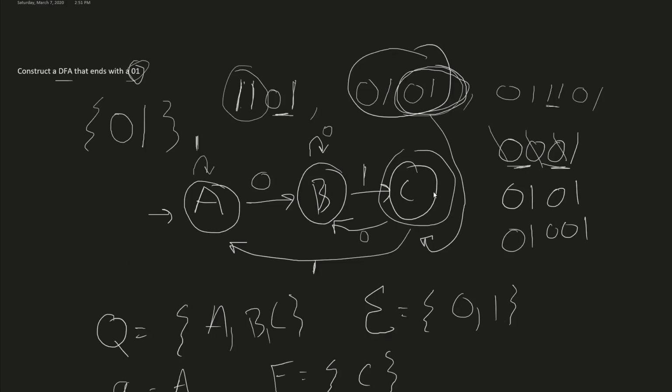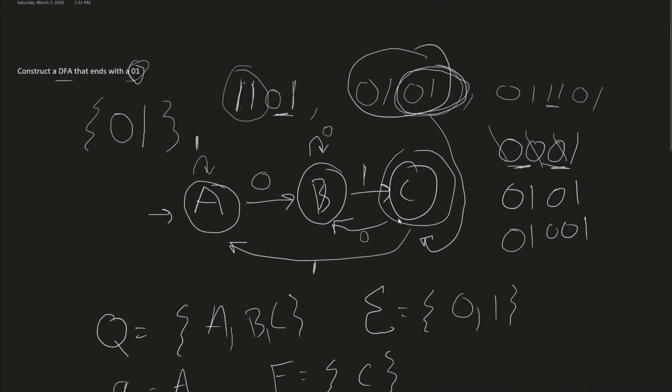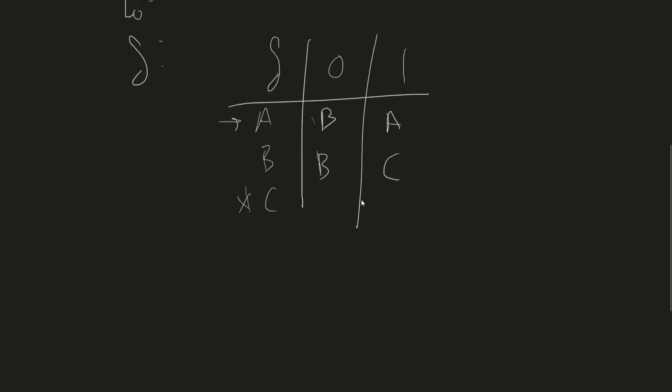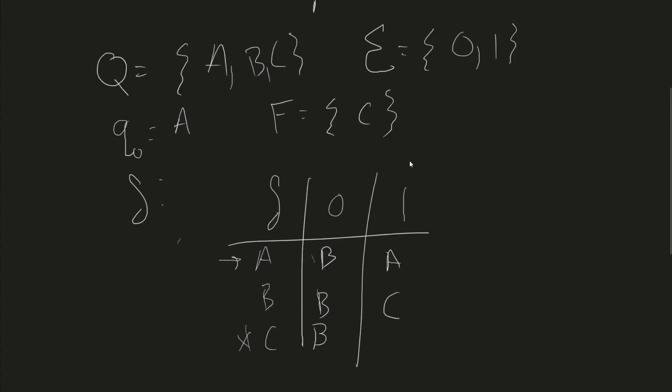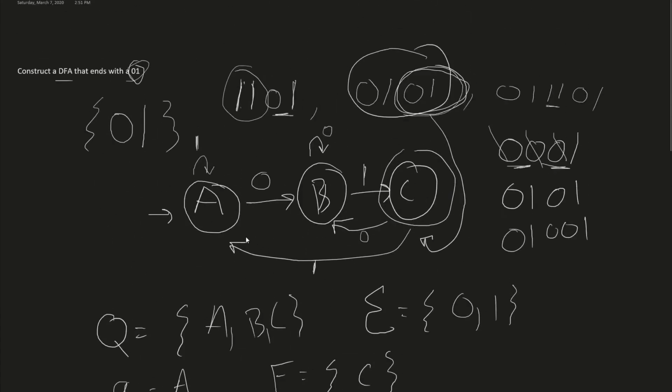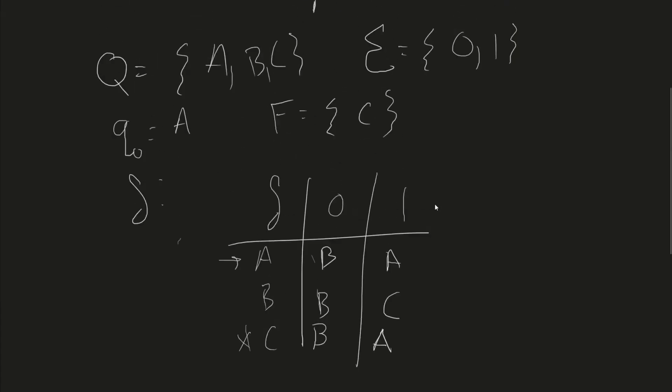Going back to the transition table, at C at 0, we get a B. So this will be a B. And C at 1, we go back to A. And that should be our transition table.